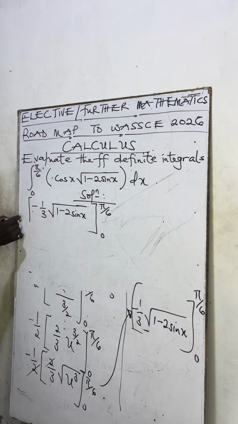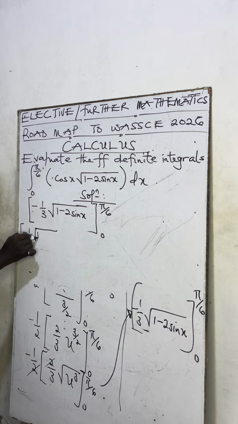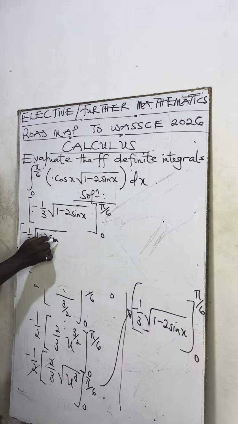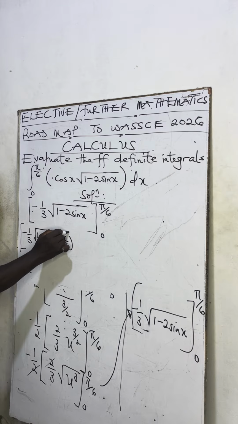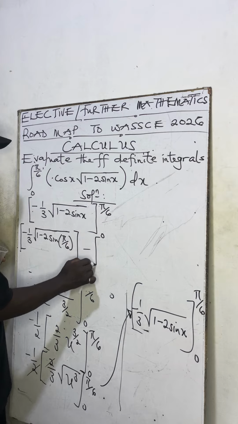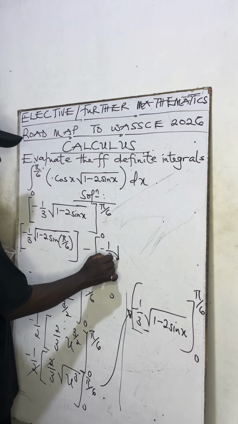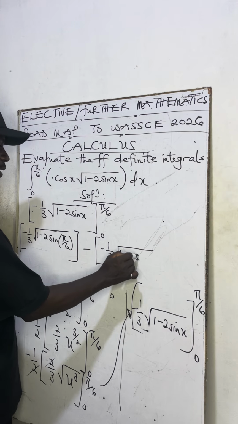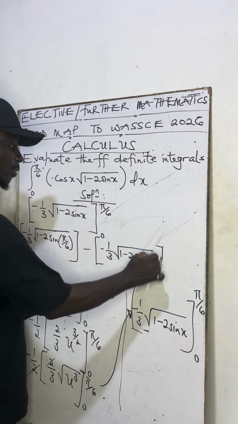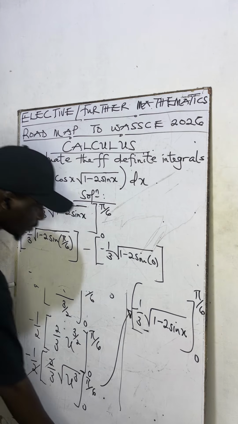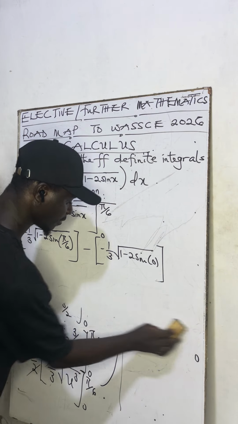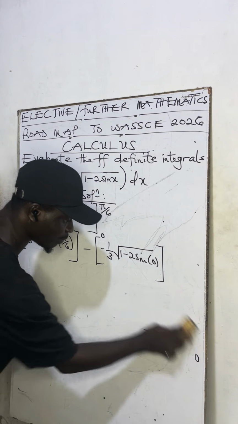Now let's substitute. We'll get negative 1/3 square root of 1 minus 2 sine, that's x is pi by 6, minus the same thing, negative 1 over 3 times the square root of 1 minus 2 sine, our x is 0. So this is what we have. Let me clean this side. It's very, very simple.